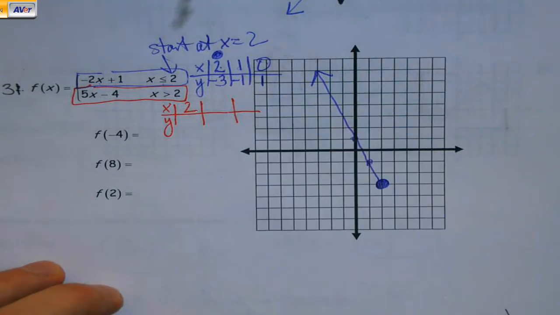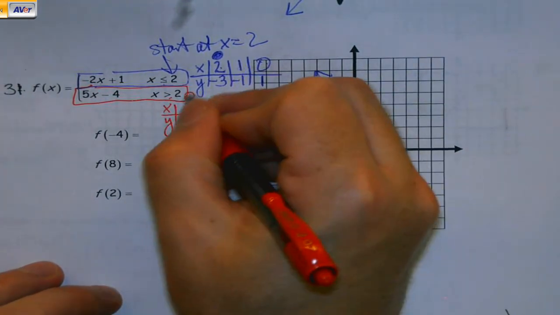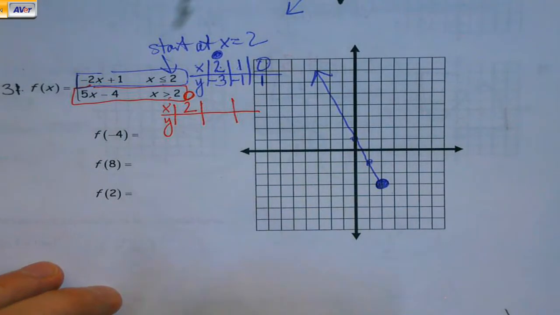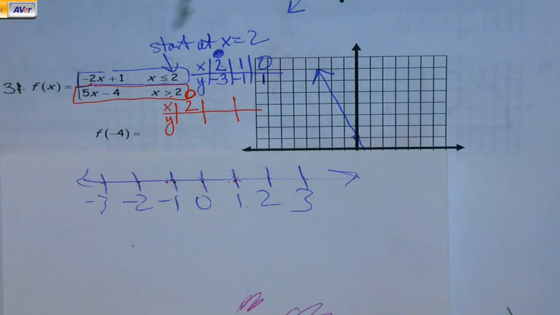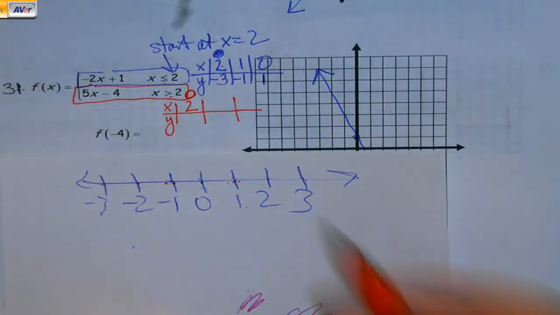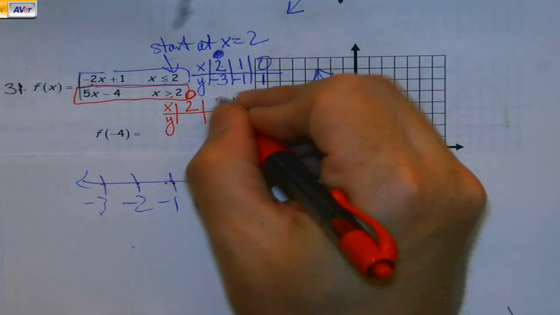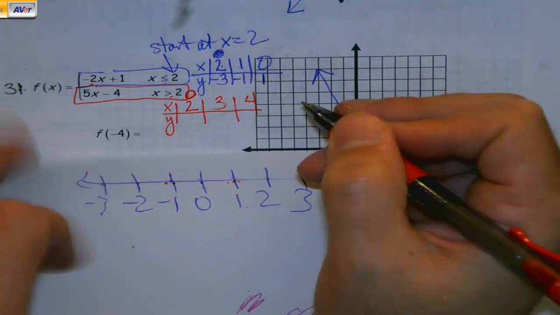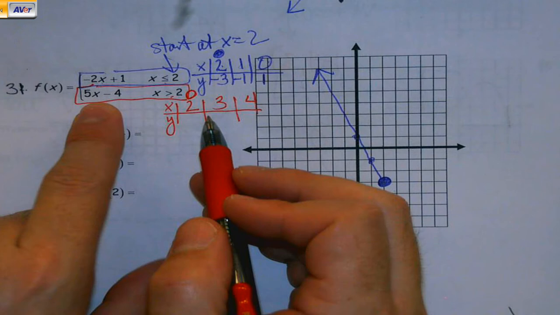I'm starting at 2 because the inequality tells me that. Open circle because it's not "or equal to." If it's greater than 2, greater than means we're adding to it, so we're going to the right. So 2, 3, 4. And now we just substitute these into the expression.